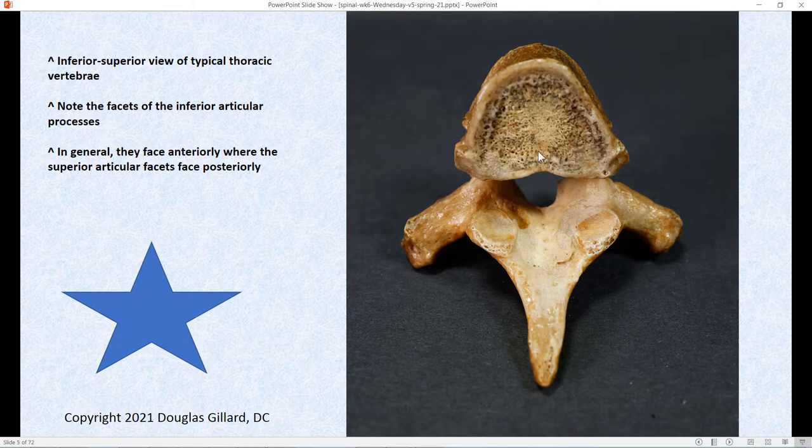Here's an inferior view of a typical thoracic vertebra, and now we can see the inferior articular facets of the inferior articular process kind of situated. The lamina is pretty skinny too. Some of you might say, where's the lamina, I wonder? So the lamina would be right about between here and here. So that little stretch is the lamina.